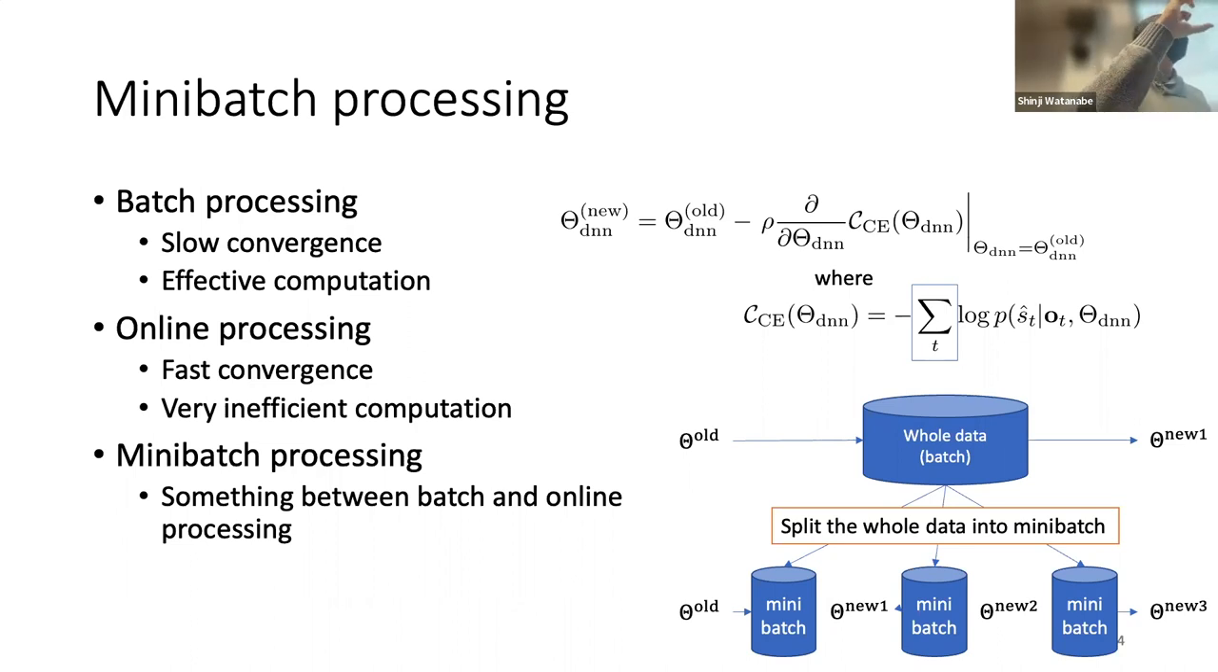It can change depending on your GPU card or my GPU card because the GPU memory is different. It depends on the model size, whether we use 5 layers or 10 layers, and depending on the convergence, the parallelization, and so on. So tuning the mini batch size is one of the most important engineering tasks we have to do.